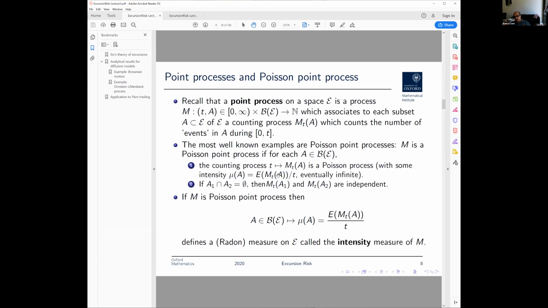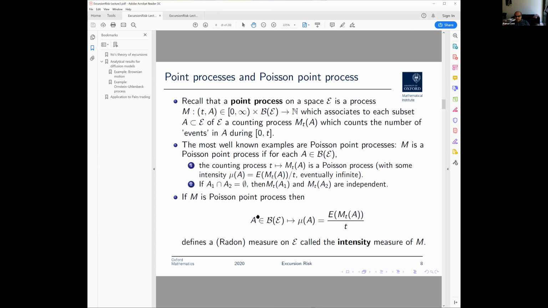Okay, so this is the most common example of a point process. What you can see from property one is that if I have a Poisson point process, then for every A, the intensity of M_t(A) is given by some number mu of A. The second property means that if I take A and B, which are disjoint, then mu of A plus B is the sum of mu of A and mu of B, because they have independent Poisson processes. And the sum of two independent Poisson processes will have an intensity that is the sum of the intensities.